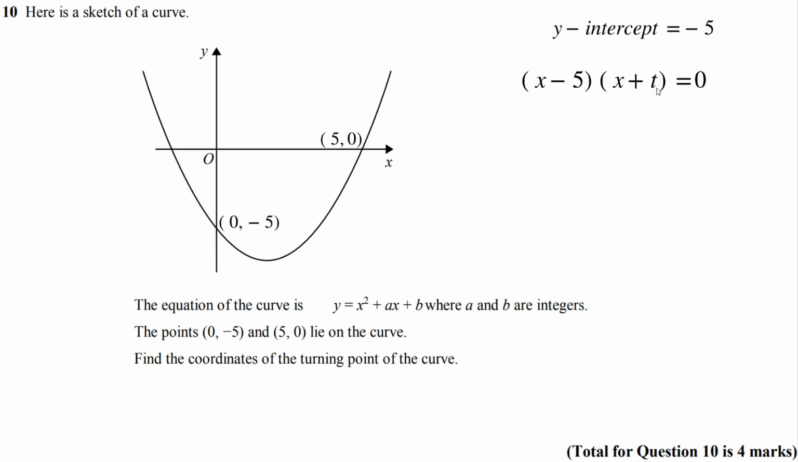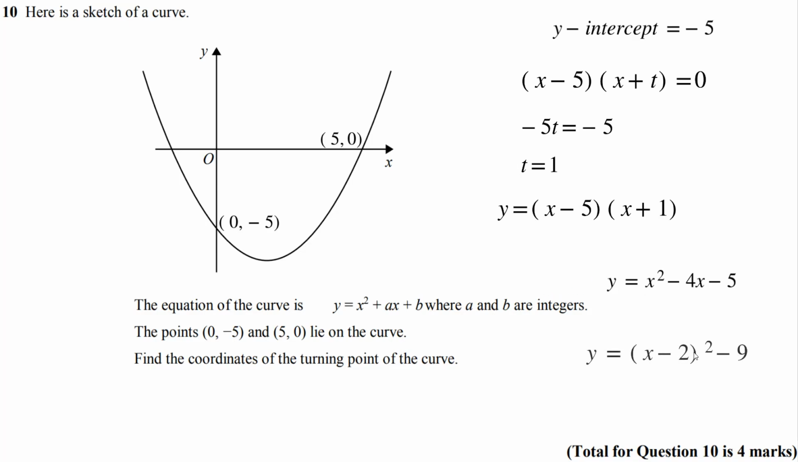If you expand this out, these two numbers will give you the y-intercept. So minus 5 times t gives us the y-intercept, which is minus 5. So minus 5t equals minus 5, which tells us that t must equal 1. Just plug that in, so y equals (x minus 5) multiplied by (x plus 1). Expand this and you get the exact same thing as in the other method. Then complete the square the exact same way to get the same turning point, (2, minus 9).